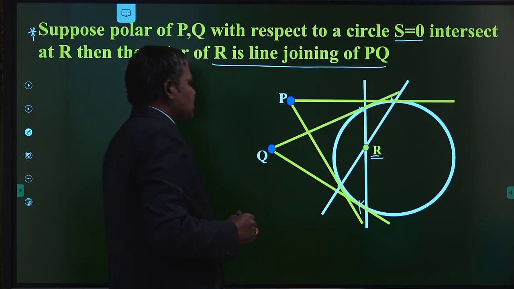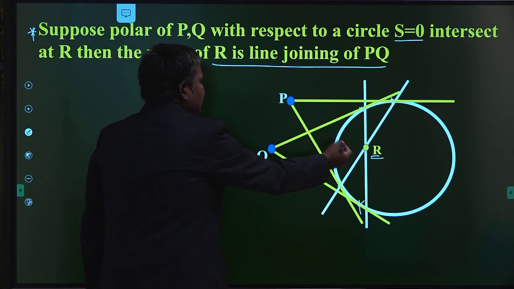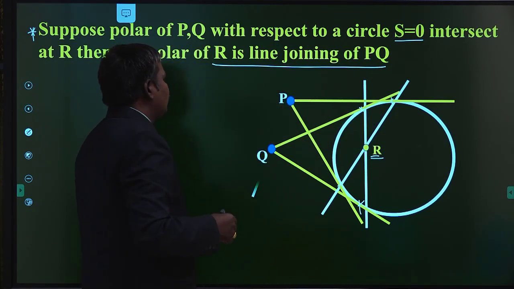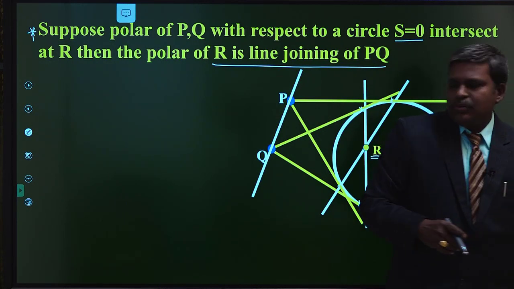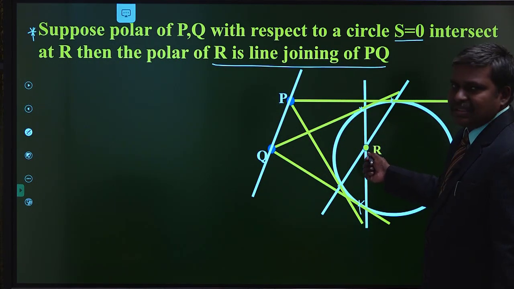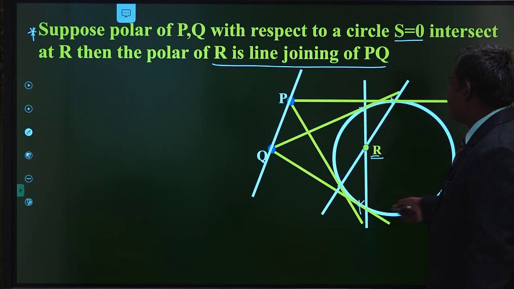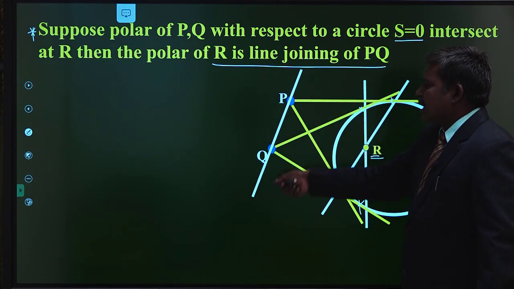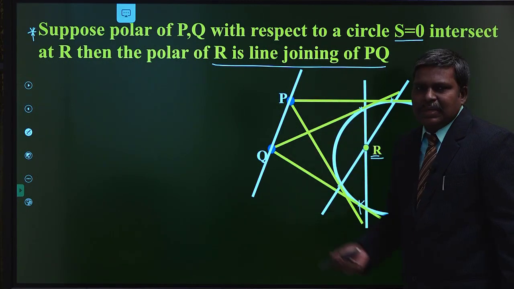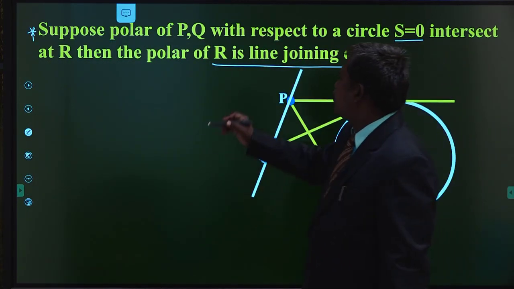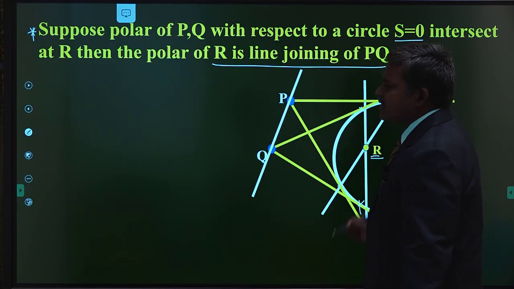Now what is your task? The polar of R is the line joining PQ. This is the line joining PQ that we are going to find out. So what is the point of intersection here? The point of intersection is inside the circle, and your polar lies outside the circle. We have to show that the polar is nothing but the line joining PQ. That is your statement here. It is very, very simple.